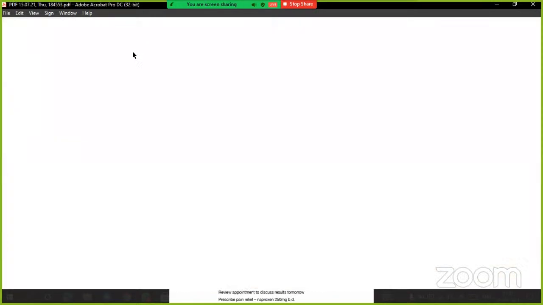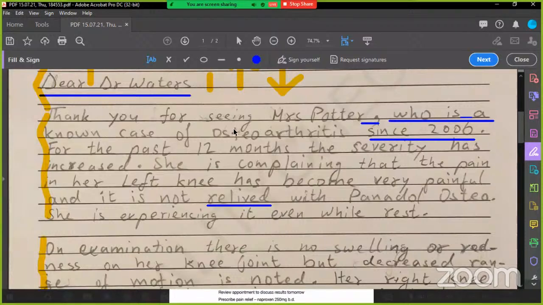Okay, the severity has increased. She is complaining that the pain in her left knee has become very painful. For the past 12 months, the severity has increased. Not for the past 12 months, during the past 12 months there was a gradual increase in the severity of pain. Pain severity increased gradually. Like that you can say.